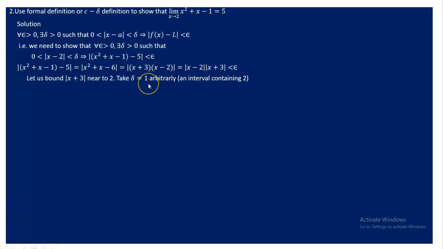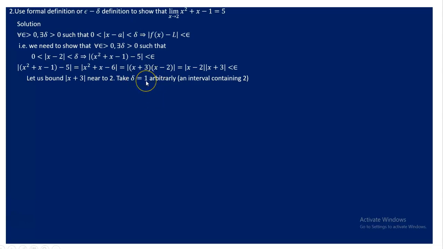Any positive delta value can be taken. But it is better when you take a small number, because the smaller the delta value, the better our limit analysis is going to be, because we are getting close to number 2. So in order to avoid decimal expressions, let's consider a certain small natural number. And you know that the smallest natural number is number 1. So let's consider number 1.